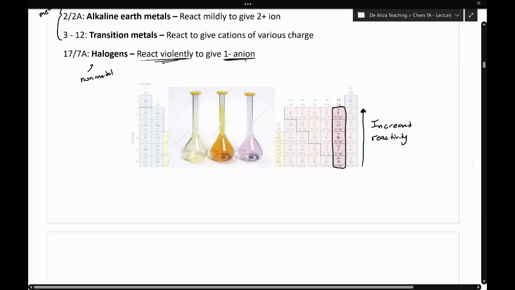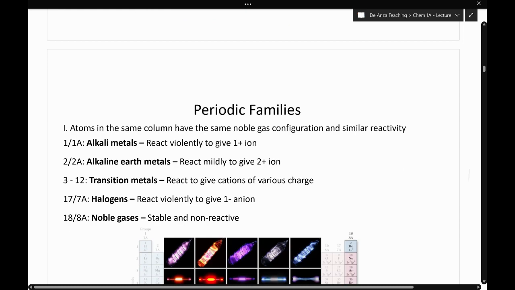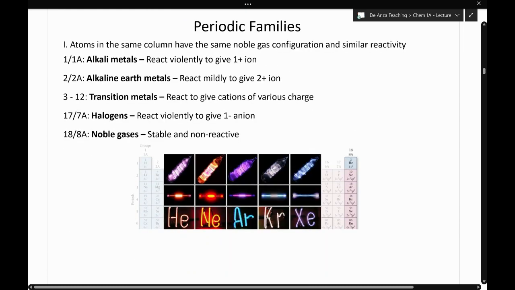And then our final family that we want to talk about are the so-called noble gases.